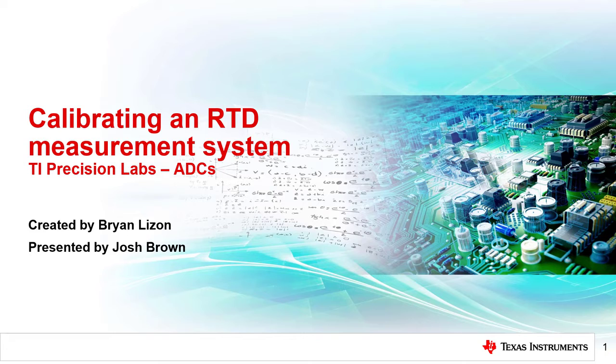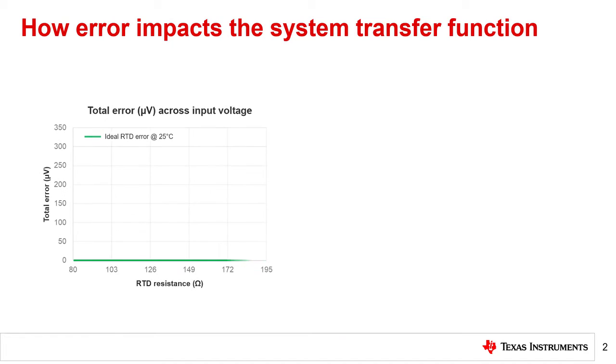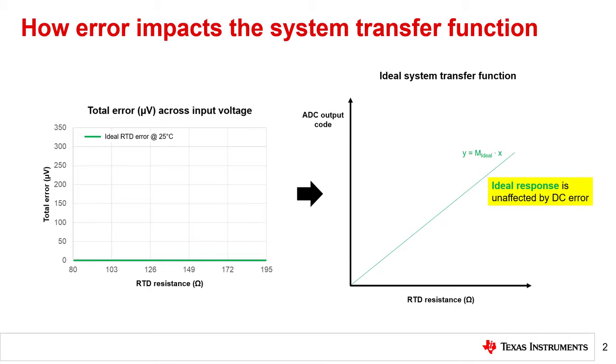To begin, let's discuss how the error estimation techniques introduced in previous Precision Labs modules affect the system transfer function. Under ideal conditions, an RTD measurement system has no error. This is represented by the horizontal green line in the plot on the left. An error-free system yields the green transfer function shown on the right. This response is considered ideal because it is unaffected by DC error.